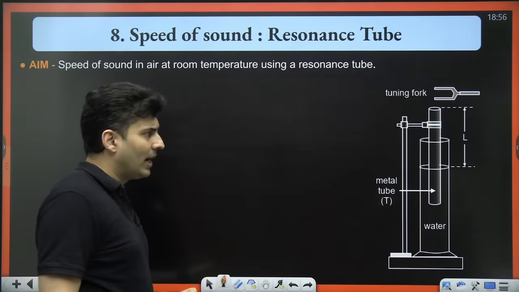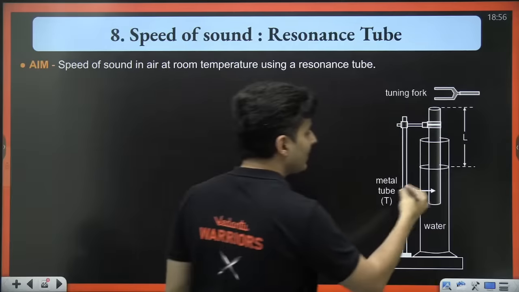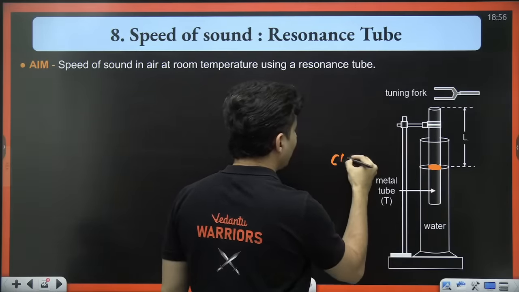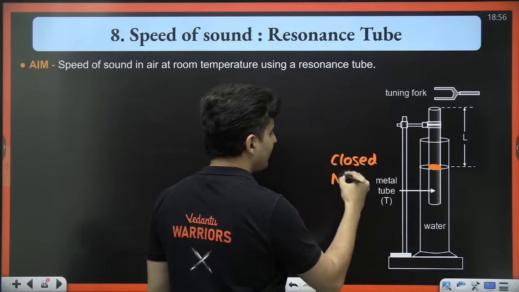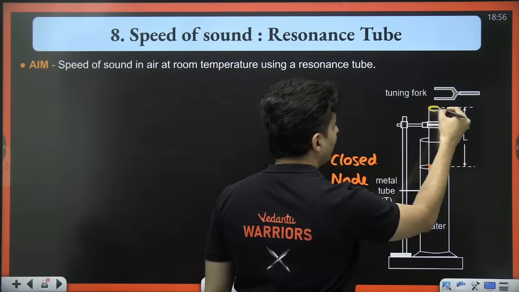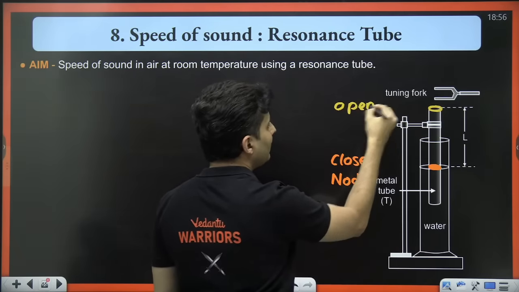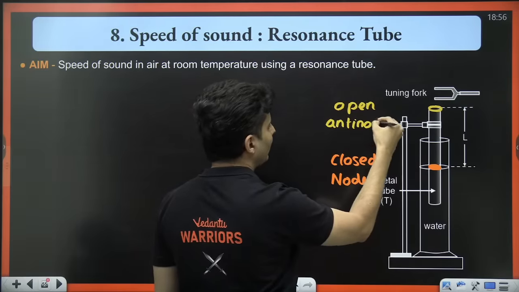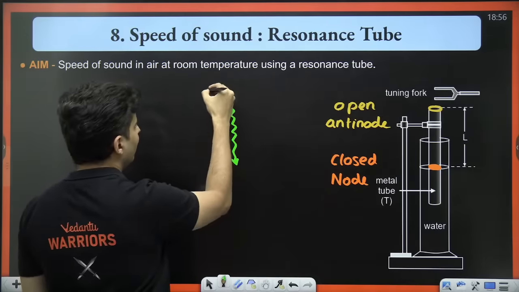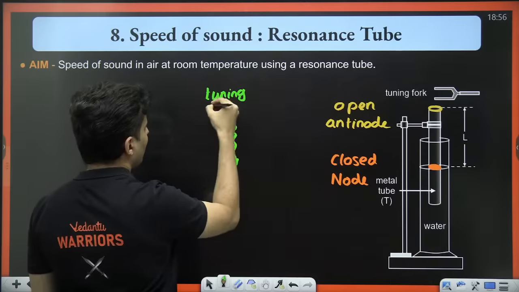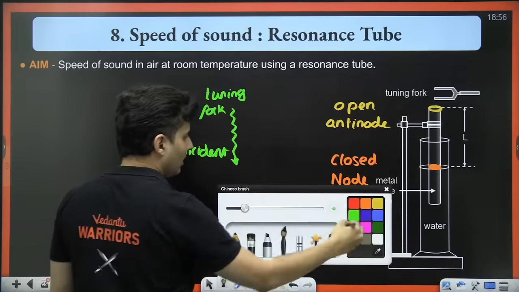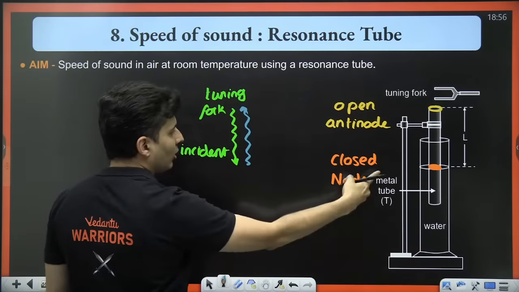So for that to happen, what are the conditions? First thing, this part will behave like a closed end, hence there must be a node over there. Second thing, this is an open end, that means there must be an antinode over there. Because the sound which is incident from the tuning fork is getting reflected from the closed end like this.